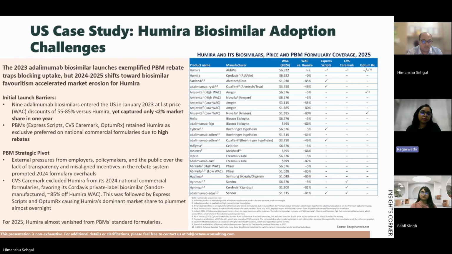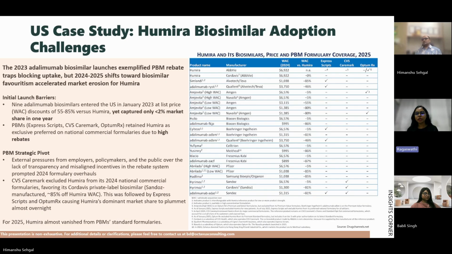But after that, due to external pressures from the policymakers and the public, due to this lack of transparency and the high-cost biologic therapy, the pharmacy benefit managers like Express Scripts, CVS, and Optum, these three PBMs that almost control 80% of the PBM market, were forced to eliminate Humira from their formulary, placing other biosimilars. After this happened, the Humira market almost plummeted overnight.